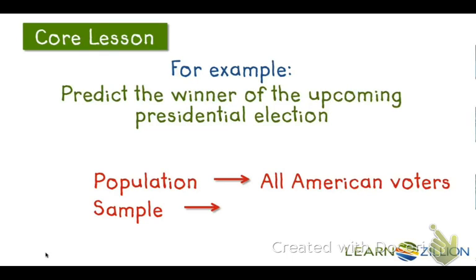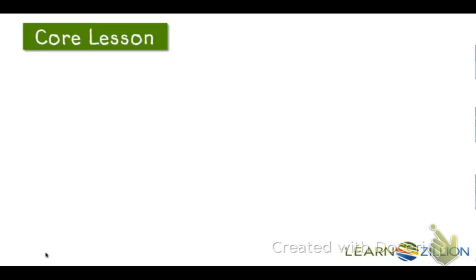We could sample adults walking to work. This way, we could use the responses from our survey to make a generalization about all American voters and predict the winner of the election. Let's look at another example.